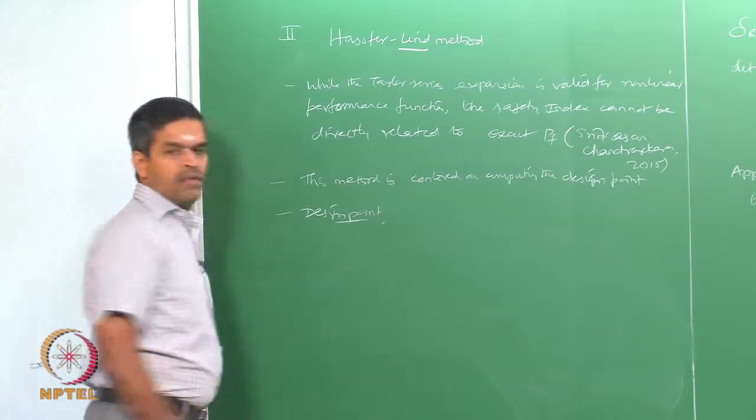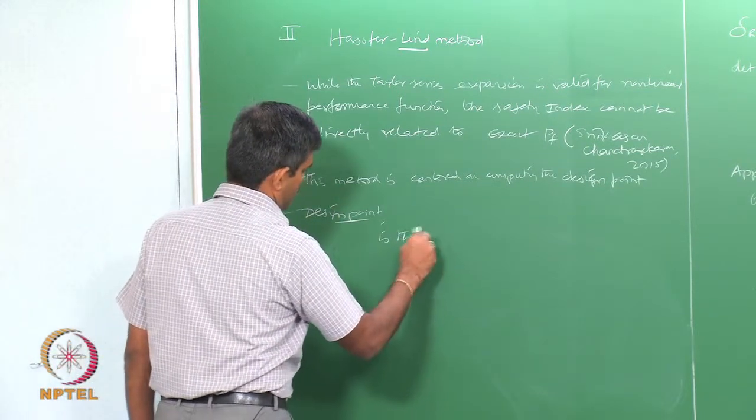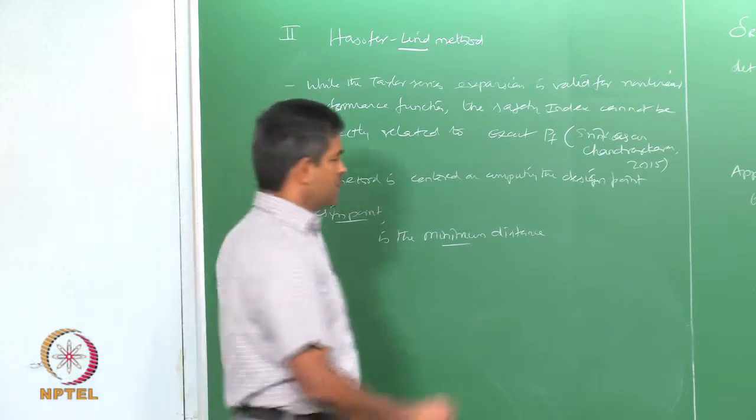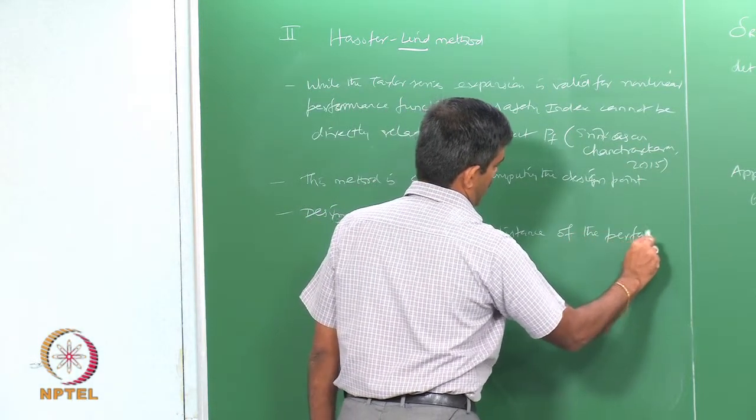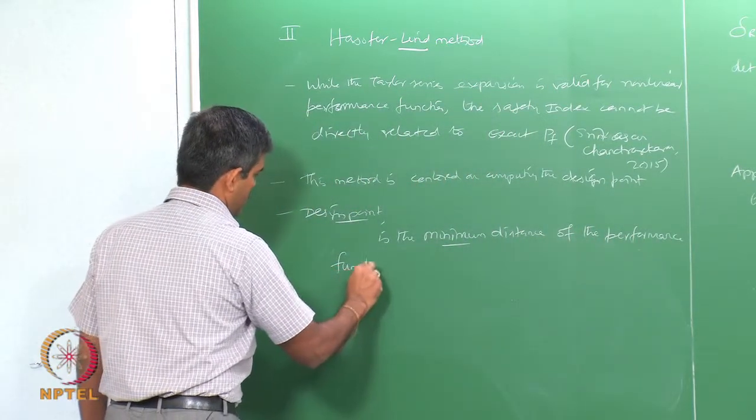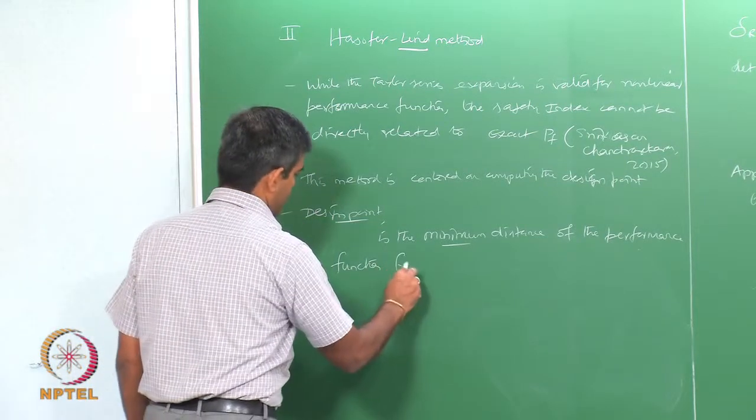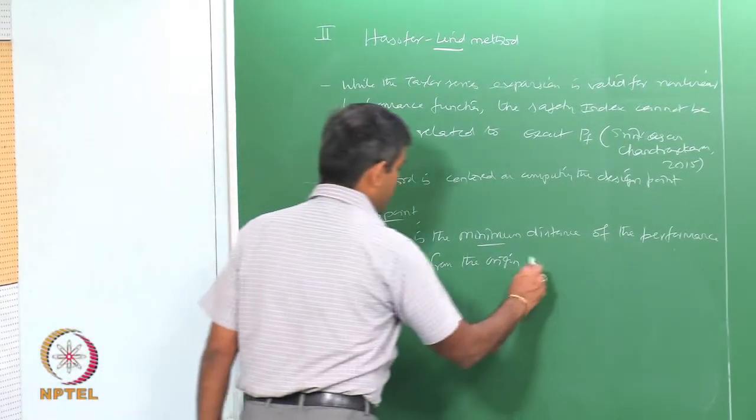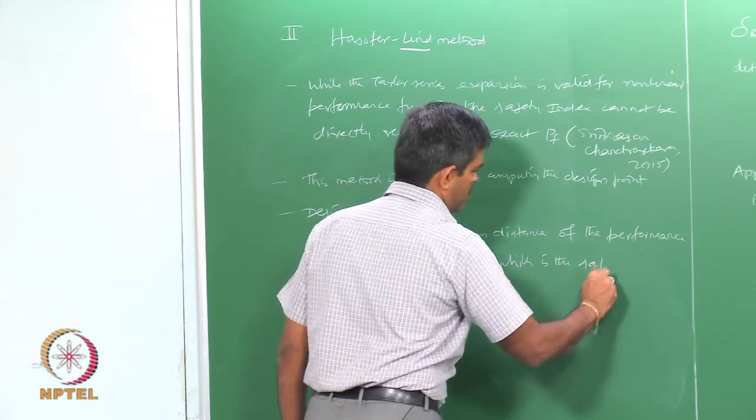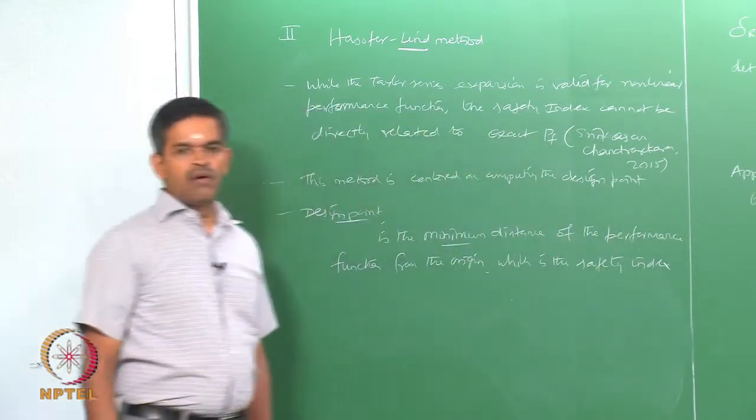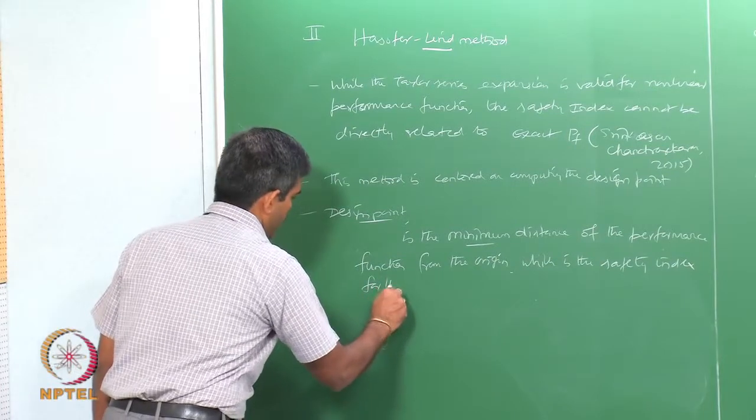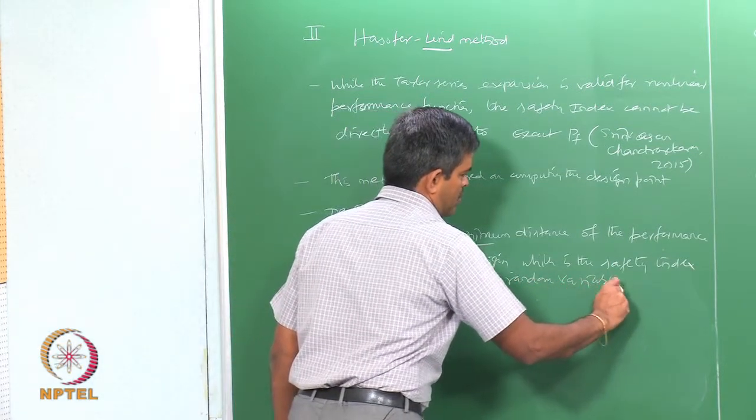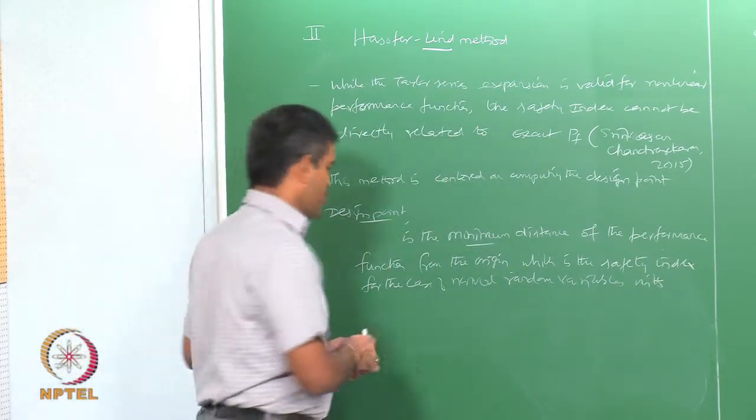Now, the question comes, what is the design point mathematically? Design point is the minimum distance of the performance function from the origin, which is actually the safety index for the case of normal random variables with linear performance function.